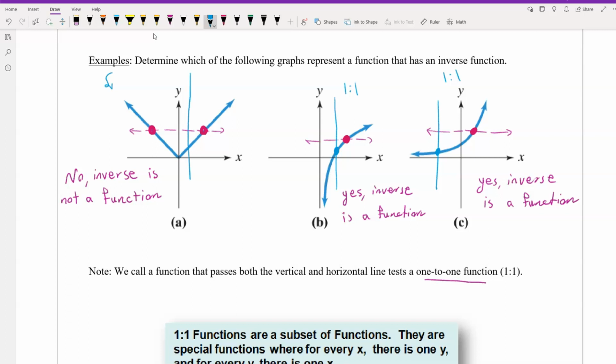Even if we have this vertical line test, here using a vertical line, we pass this graph in only 1 point. So that means this is a function, but the inverse is not a function. So this is not a one-to-one function. So one-to-one, we have part B and C.